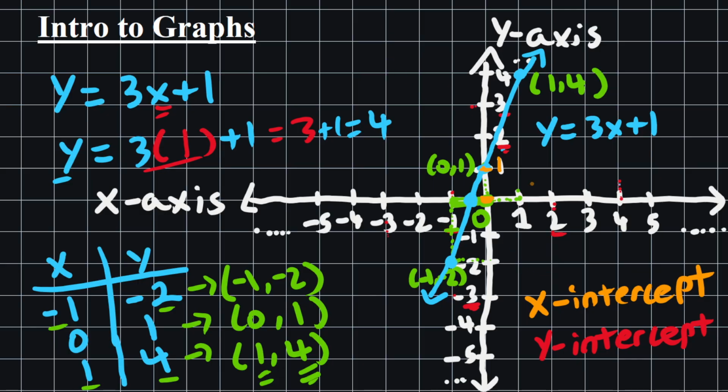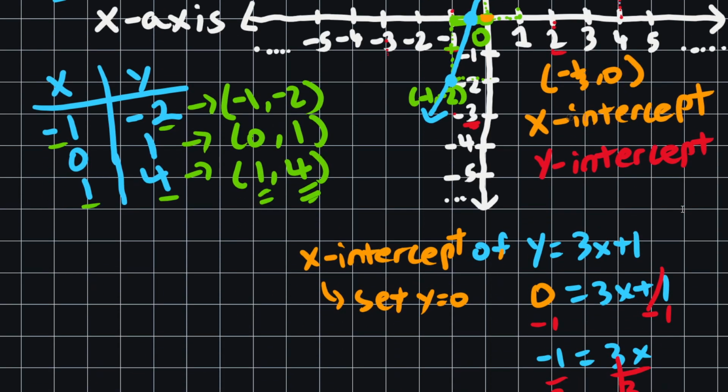The x-intercept is represented as an ordered pair. So the x-intercept right here is negative 1/3, comma 0. In any x-intercept, the y in the ordered pair is always 0, because the x-intercept is simply what x equals when y is 0. And it goes the other way too. The y-intercept is what y equals when x is 0.